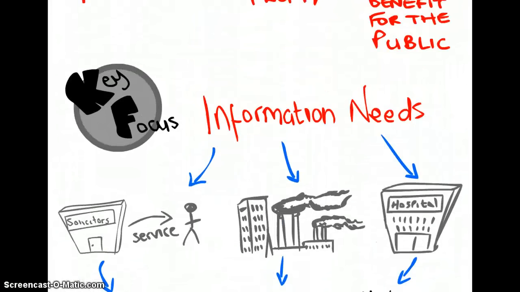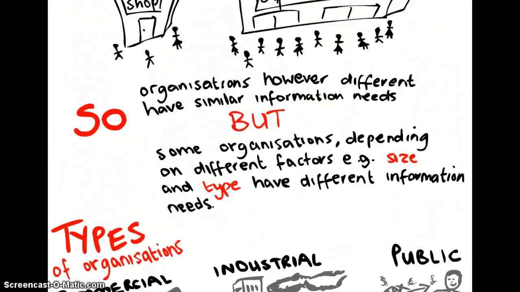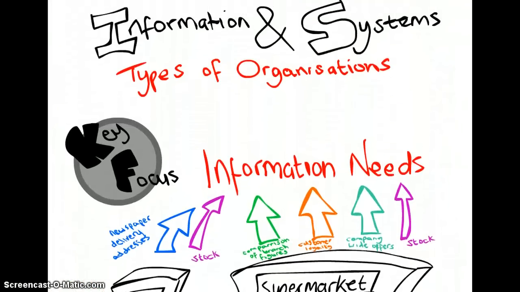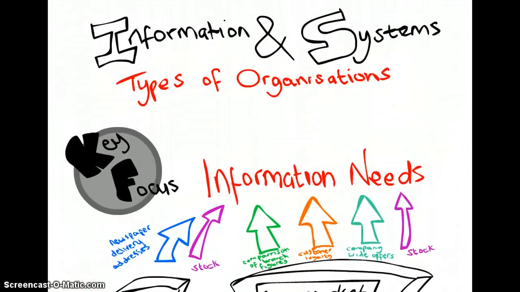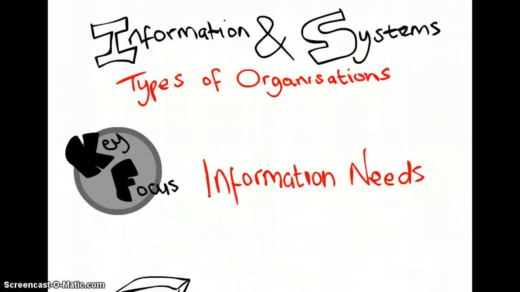When we talk about types of organisations, we need to remember that types of organisations have different information needs. And as long as we remember that, we'll have a good understanding of information systems.